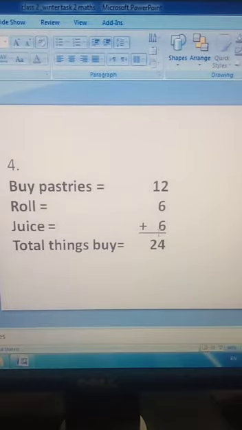So students, how many items in total will he be carrying back home? So how many things did he buy? We will add 12 plus 12. 2 plus 2, 4, 1 plus 1, 2. 24 items.